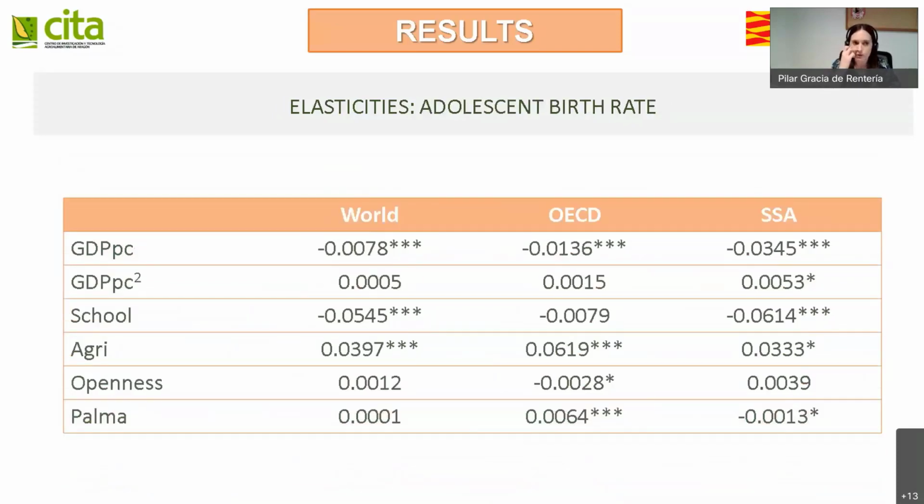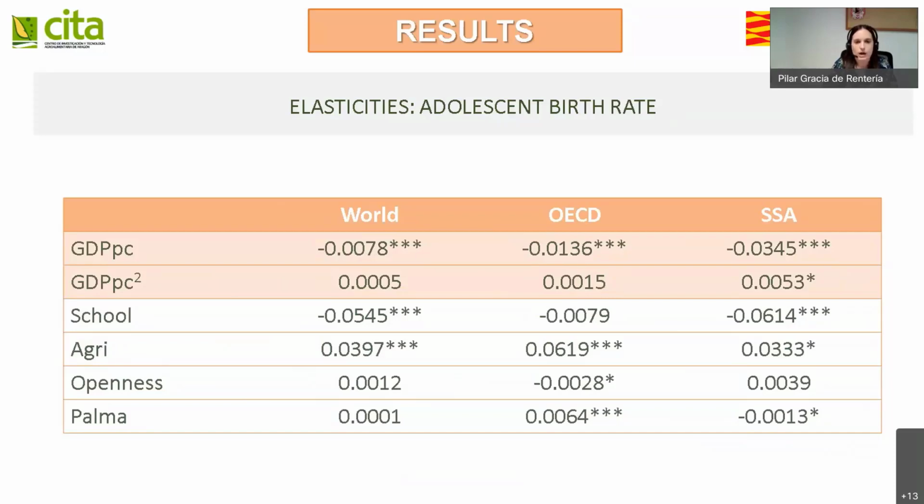Here we have the results for the adolescent birth rate, and the main driver is education, with an elasticity of minus 0.05. However, you can see that the results by region show that for the OECD countries, the effect is not statistically significant. Rurality is the other factor that has a very relevant impact on the adolescent birth rate, with an elasticity of 0.04. And also the effect of GDP per capita is statistically significant, but again, you can see that this magnitude is limited in comparison with other drivers.